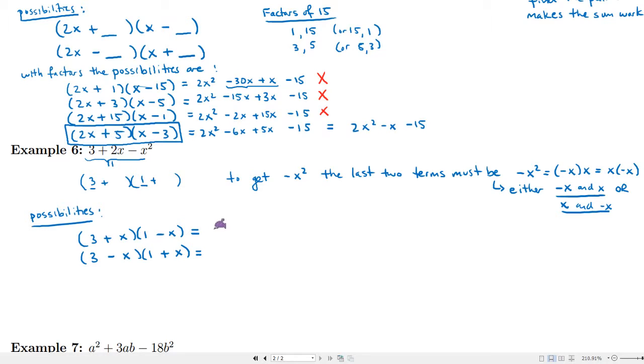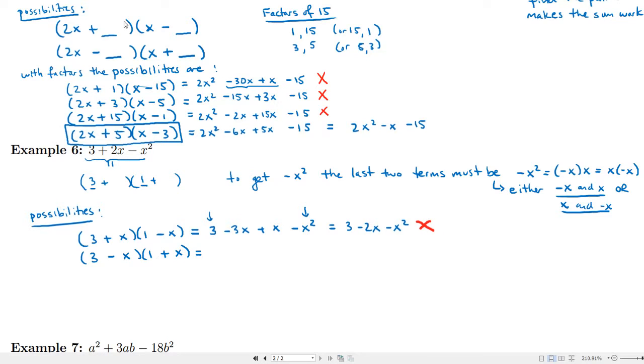So foiling this out, we'll have 3, our first product, and then negative 3x, and then plus x, and then minus x squared. So again, we already know that the first term and the last term are correct just by this trial and error. It's the middle term that we're trying to figure out. What is the middle term here? So that would be minus 2x. So this is 3 minus 2x minus x squared. And does that match what we originally had? No. We want a plus 2x, not a negative 2x. So that one is eliminated. That's not good, right? That one's gone.